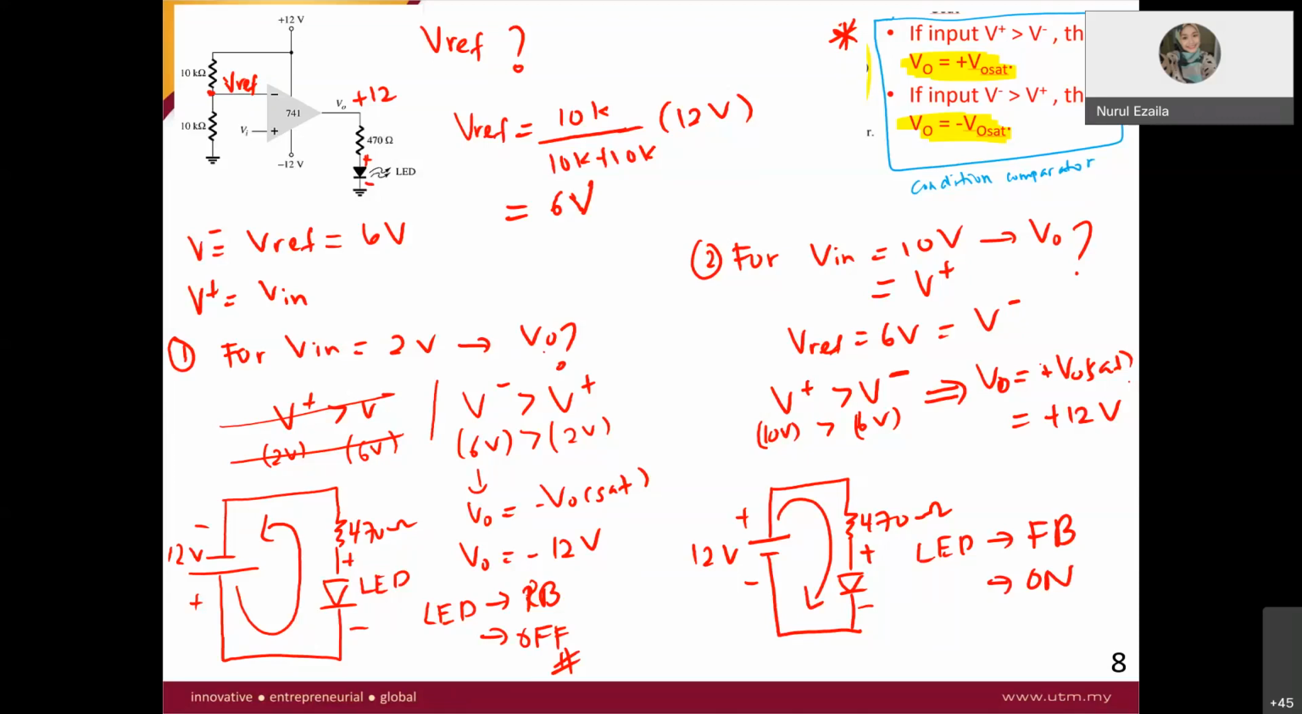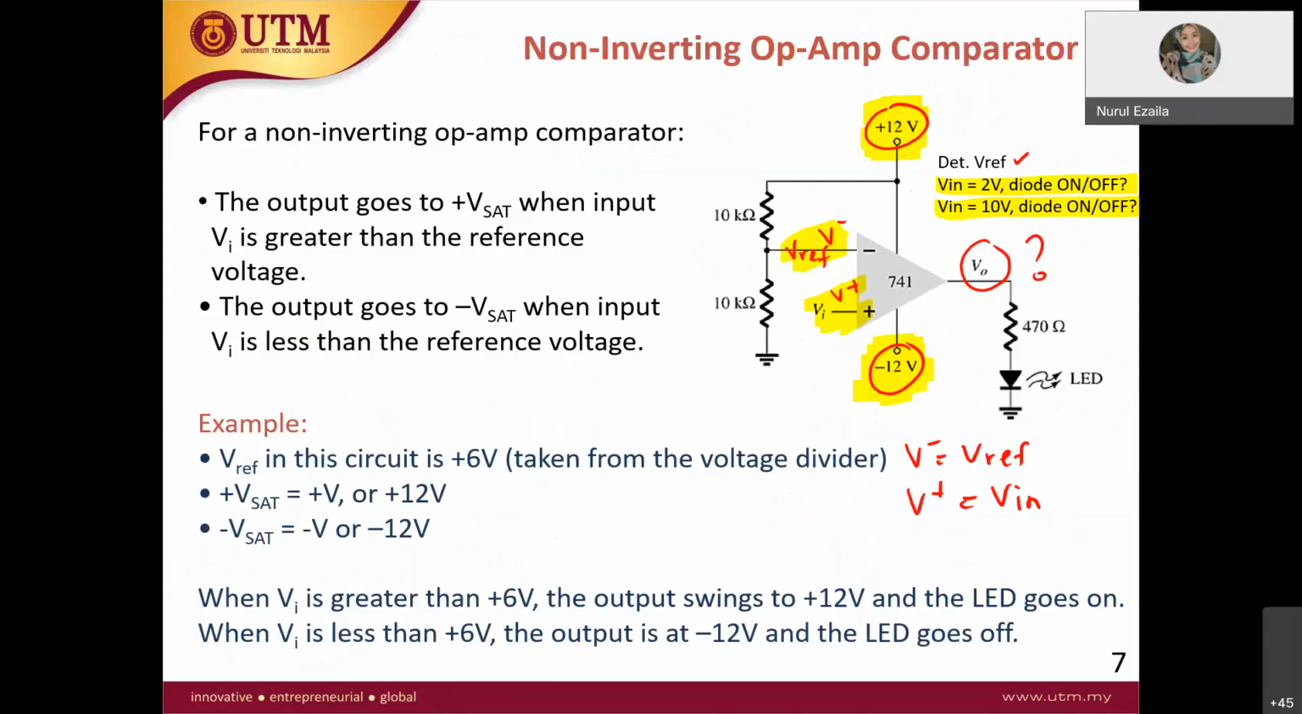So that's it. I think we cannot ask you more. This is the non-inverting op-amp comparator. Can someone tell me why it is non-inverting? Why is this one named non-inverting?